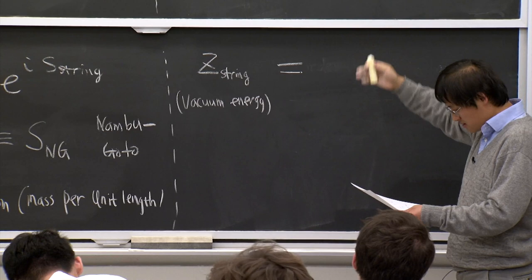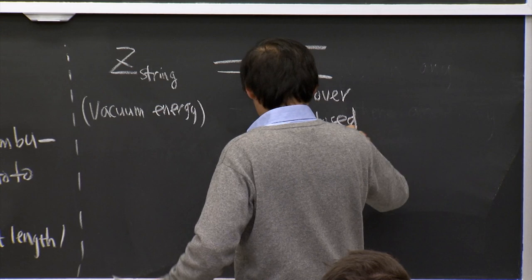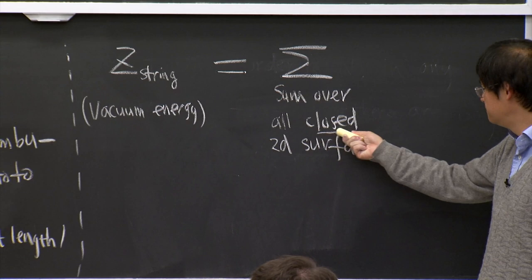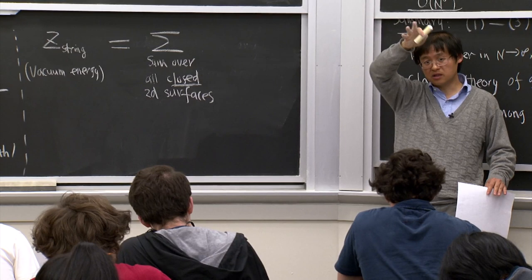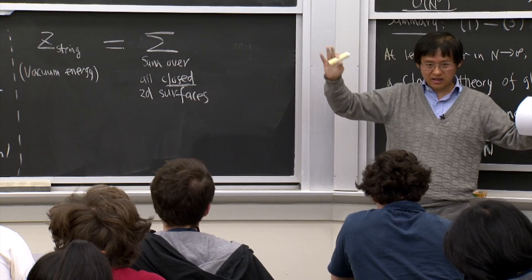For the string, you sum over all closed 2D surfaces. Okay? So the closed here is essential. This is based on the intuition that in quantum field theory, when you sum over Feynman diagrams, the Feynman diagrams can be heuristically considered as particle trajectories. And for the vacuum process, there are no external legs. So everything coming out of the vacuum then comes back to the vacuum.